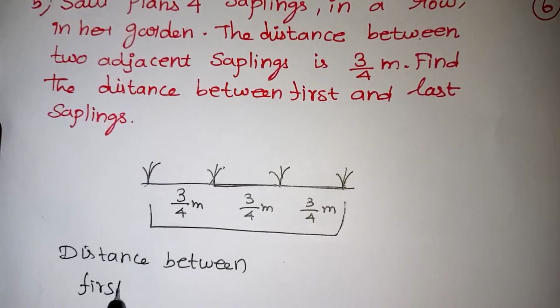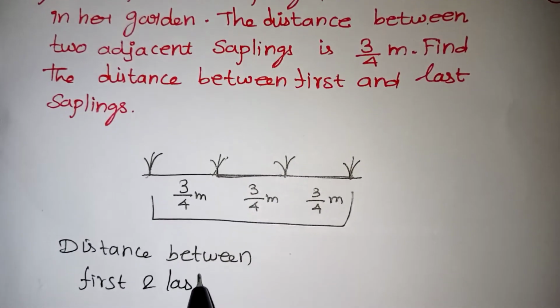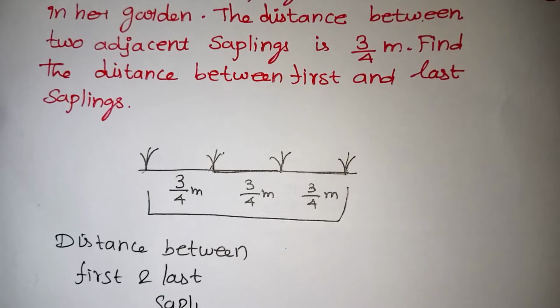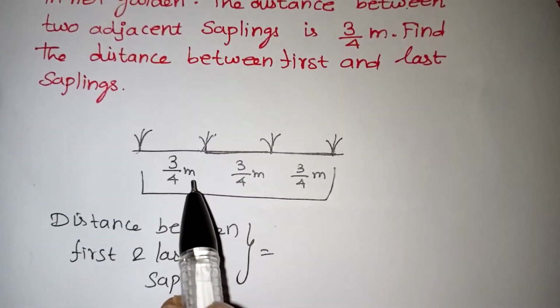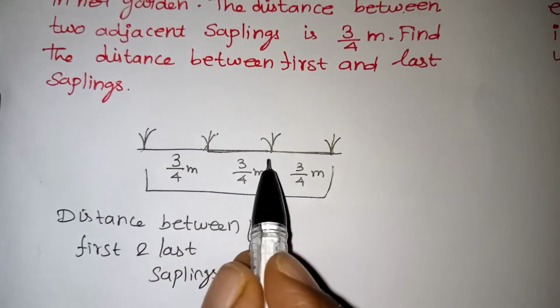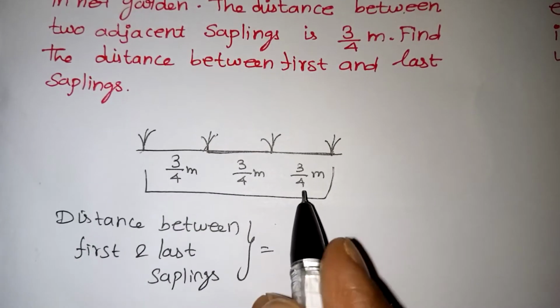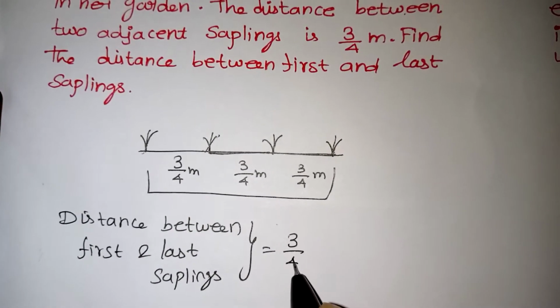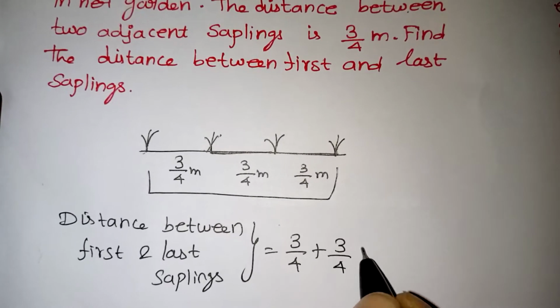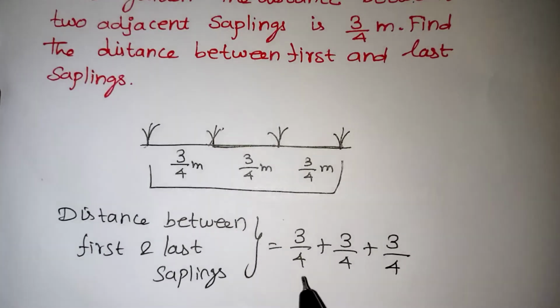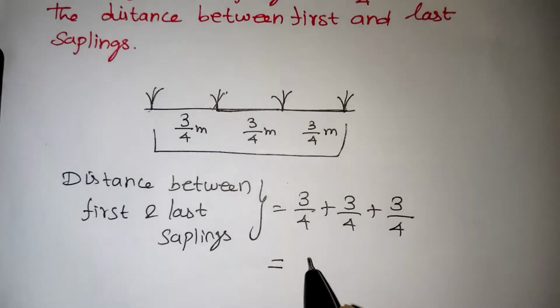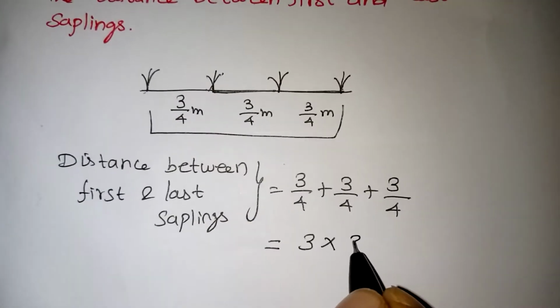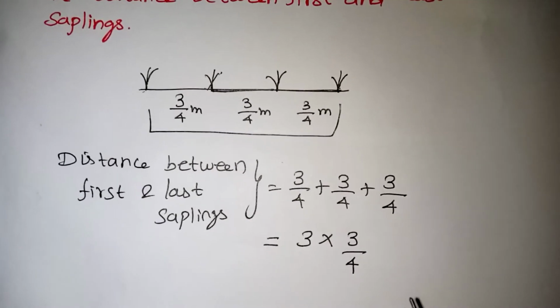first and last sapling is equal to, actually the length we have to add. Suppose 2 means 2 plus 2 plus 2, it will be 6, no? The same way the fraction also should be added. 3 by 4 plus 3 by 4 plus 3 by 4 we can write. So 3 times we need to add 3 by 4. So easily what we can say is, that is 3 times 3 by 4 we can write very easily.